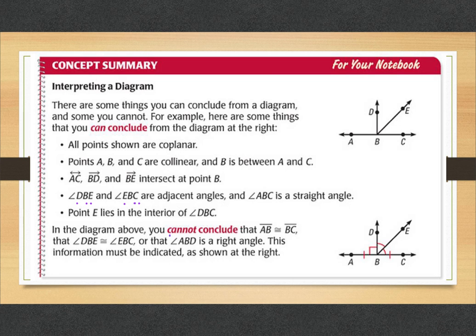What you can't conclude is all the stuff that's here. It looks like this is a right angle, but it's not marked, so you can't conclude it. It looks like these two segments might be congruent, but they're not marked, so you can't conclude it. It looks like these two angles might be congruent, but they're not marked, so you can't determine that. So you can't determine anything by saying it looks like it is. It has to be marked in order for you to know that.